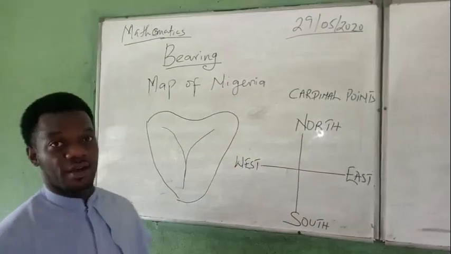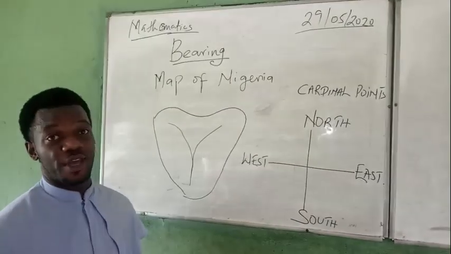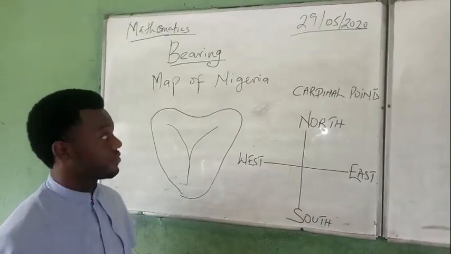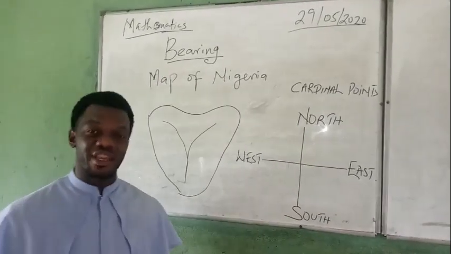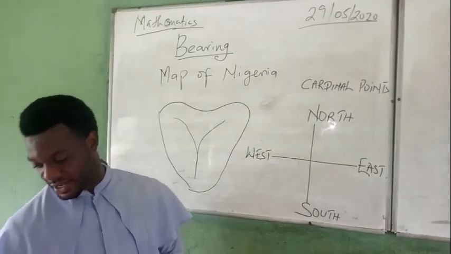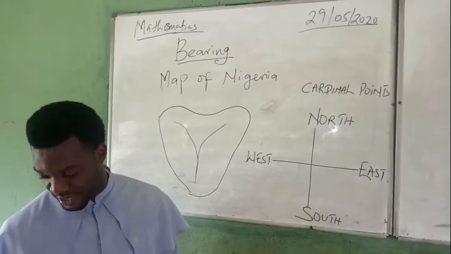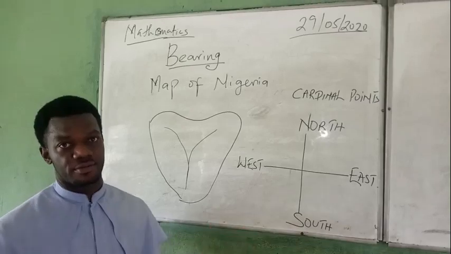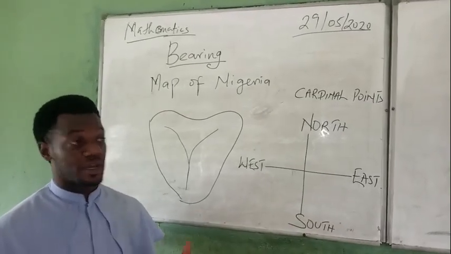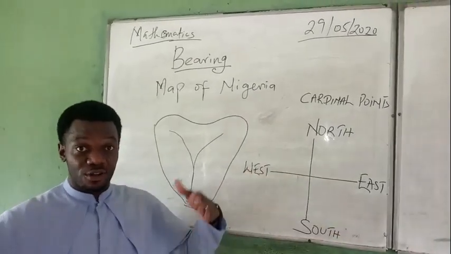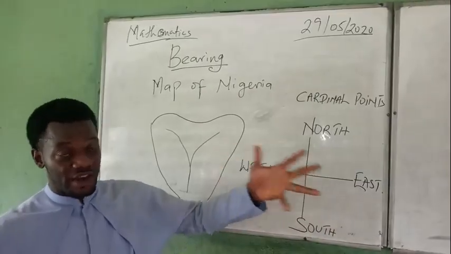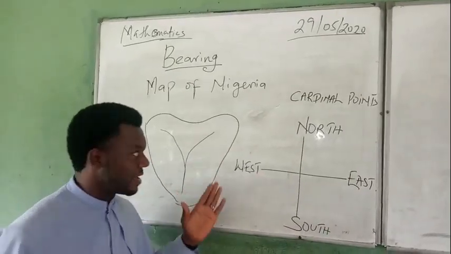So, the topic we are going to treat today in mathematics in your JSS2 is what we call bearing. Bearing is about location. When you talk about bearing, you're talking about location, how to locate certain directions, location of directions on maps. That is all about bearing.